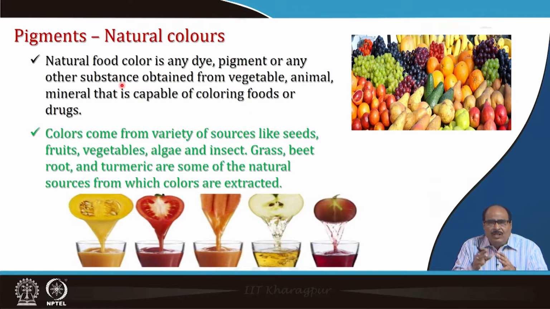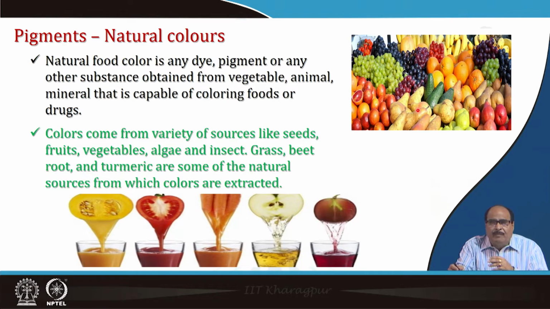So, let us now discuss the pigments which are present in fruits and vegetables. They are natural colors. They are a good source, and the fruit and vegetable processing waste is again a very good source of food color. And this natural food color is any dye, pigment, or any other substance obtained from fruits and vegetables.